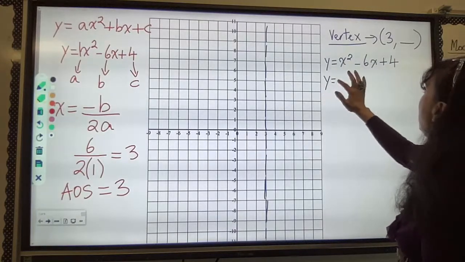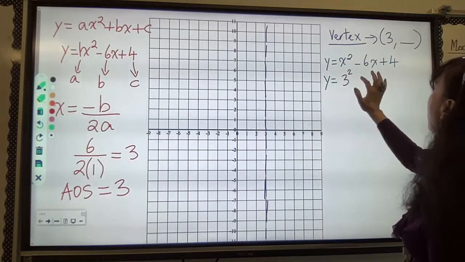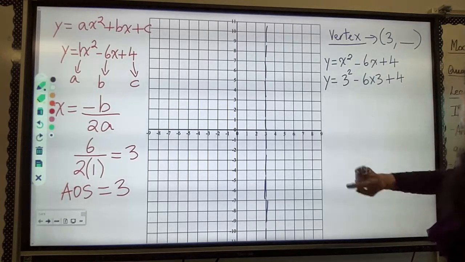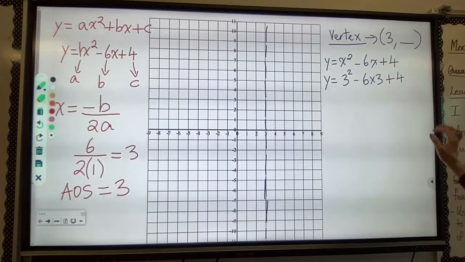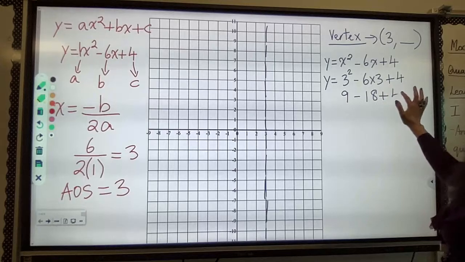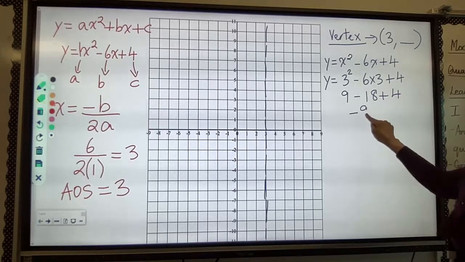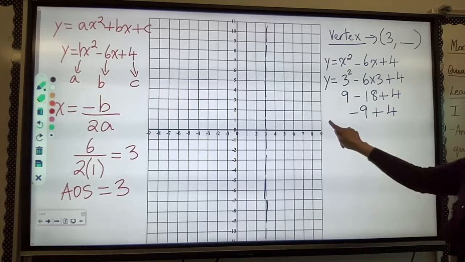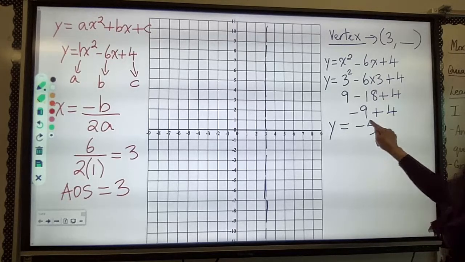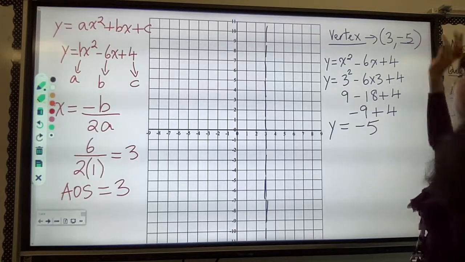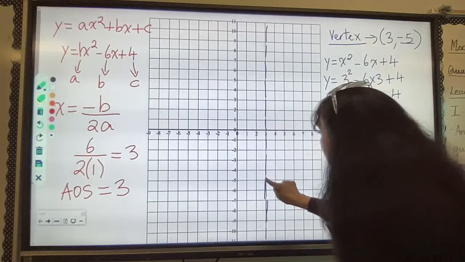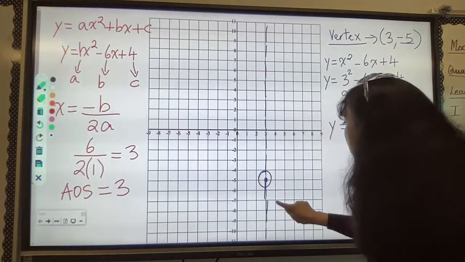So y is equal to 3 squared minus 6 times 3 plus 4. So what am I going to get over here? I'm going to get 9 minus 18 plus 4. So this gives me negative 9 plus 4. And so therefore y is going to be negative 5. So my vertex is (3, -5). So I'm going to go ahead and plot that. So (3, -5), here is my vertex.